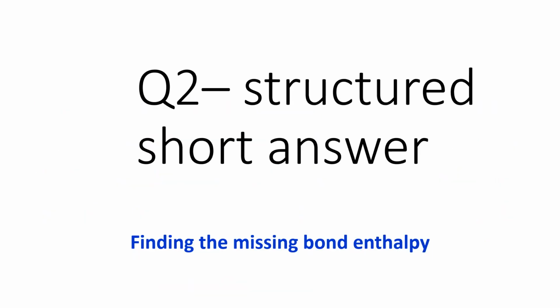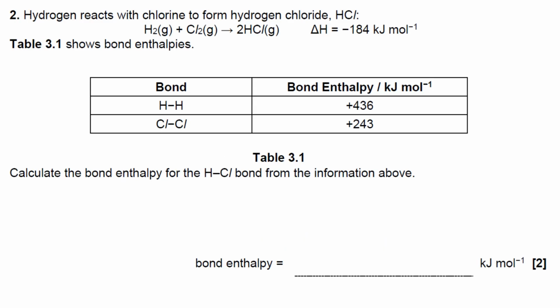So let's shift along to a structured short answer question. This one's 2 marks. It's doing the same thing as we've just done. So I'm going to suggest maybe that you pause the video and have a look at doing this yourself. So grab a piece of paper and a pencil. And don't forget to use these in your answer: plus 436 for hydrogen, hydrogen, and plus 243 for chlorine, chlorine.